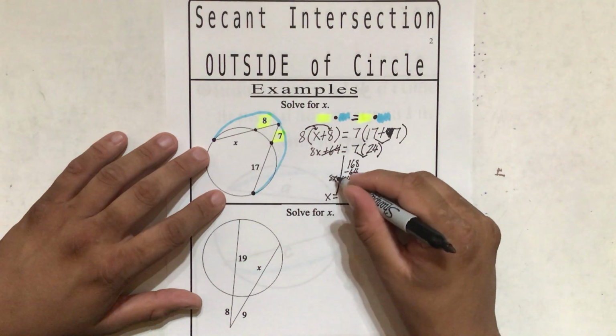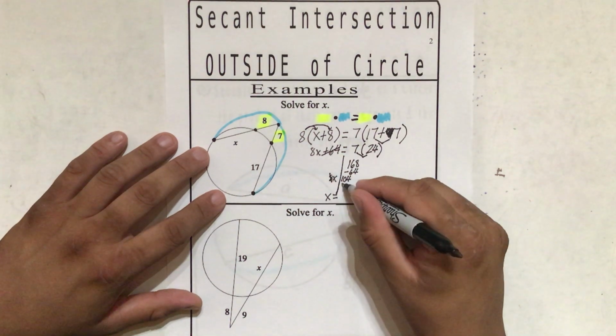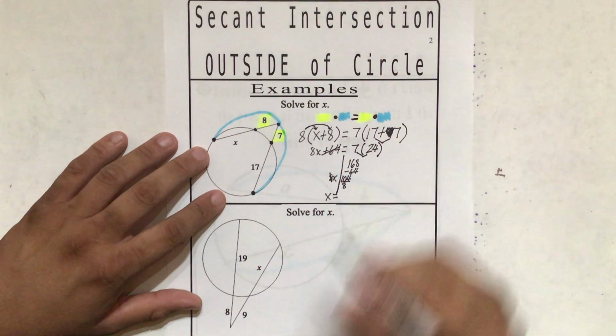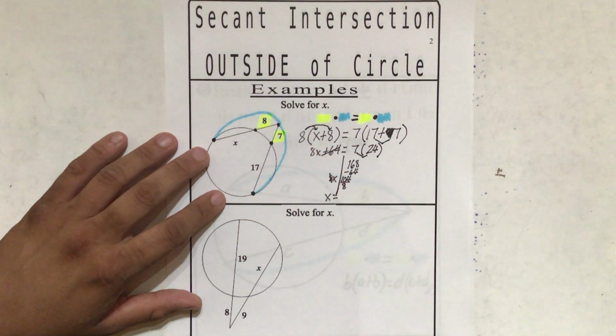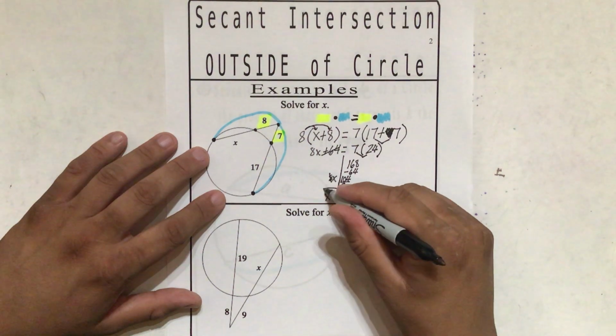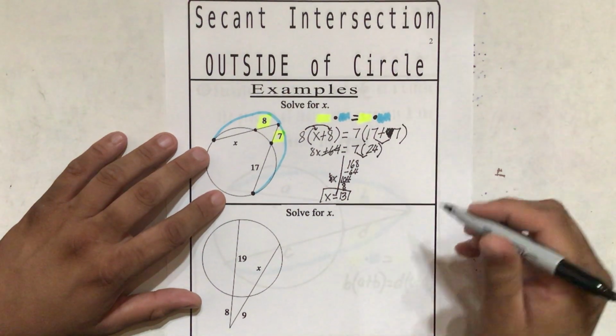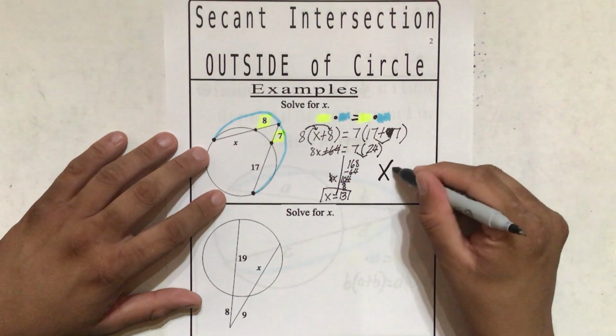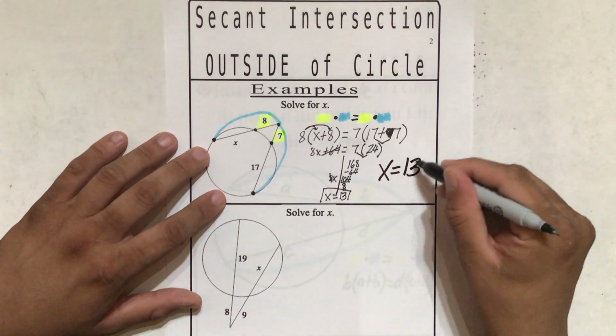And since this is 8 times x, I'm going to cross out 8, and I'm going to divide by 8 here. And 104 divided by 8 is 13. And that is my solution. X is equal to 13.